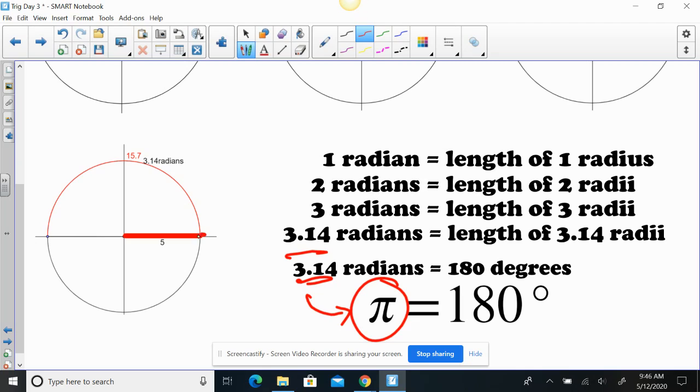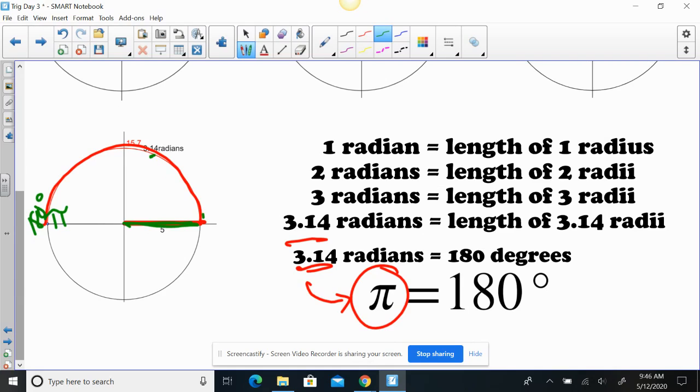So if we go halfway around a circle on a coordinate plane, well, all the way around is 360, so halfway is 180, is considered pi, meaning that it's 3 and a fraction of the radius that is here. Okay, so big idea here.